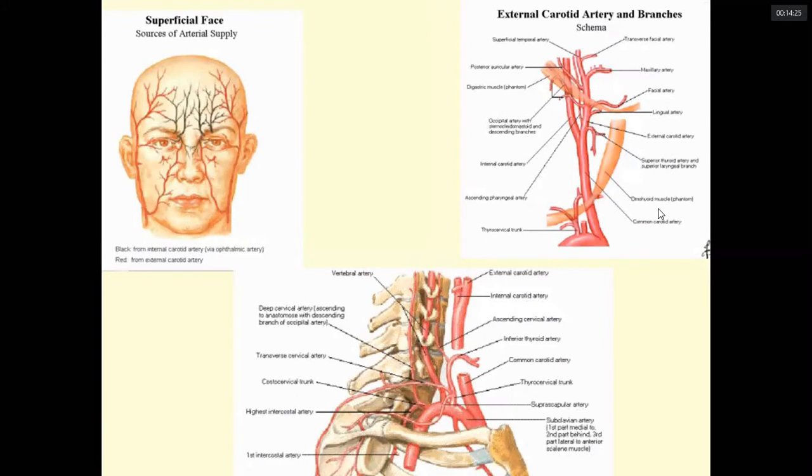And look here again, the external carotid artery. So it has the different branches. This is the internal and the external, and this is the common carotid artery, right? This is the arch of aorta.